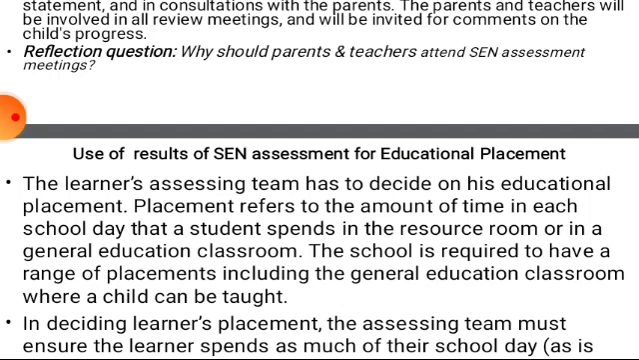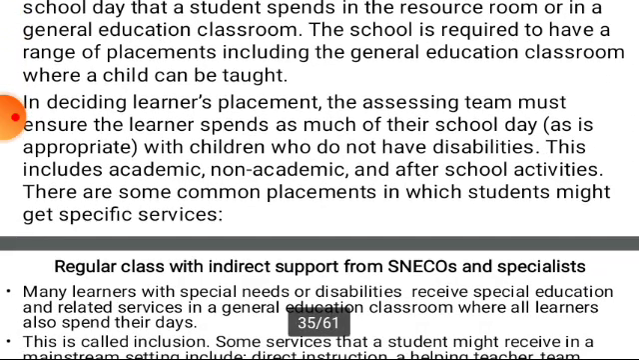In deciding learners' placement, the assessing team must ensure the learner spends as much of their school day as is appropriate with students who do not have disabilities. This includes academic or non-academic activities, as well as after-school activities. There are some common placements in which students might get specific services.